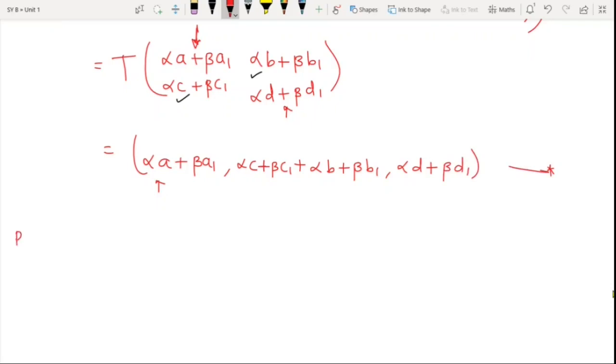Now let us do the calculations for RHS, but this I leave it for homework. So this is homework. You find RHS and tell me whether you are getting this star equation or not. So if you get this star equation again, then we can say that it is a linear transformation, otherwise it is not a linear transformation.